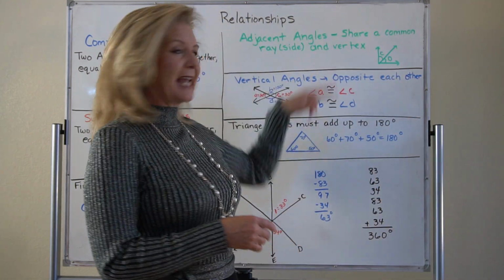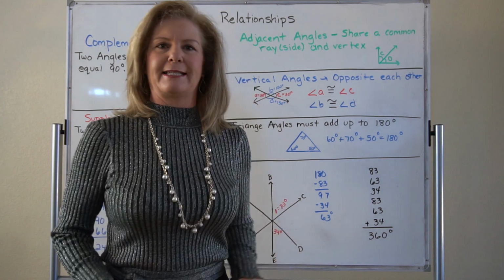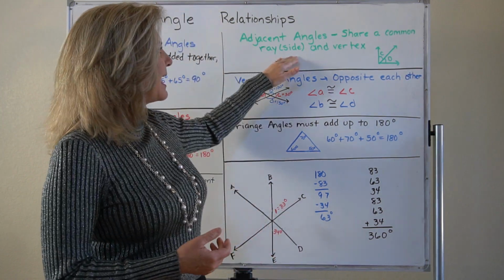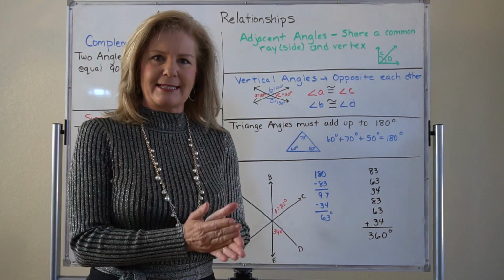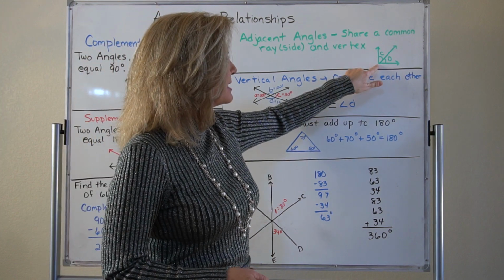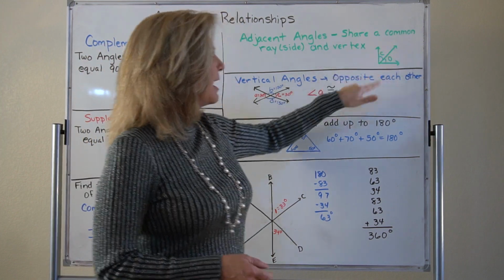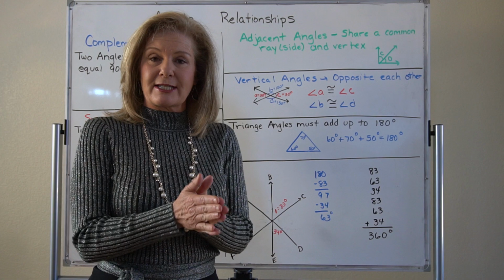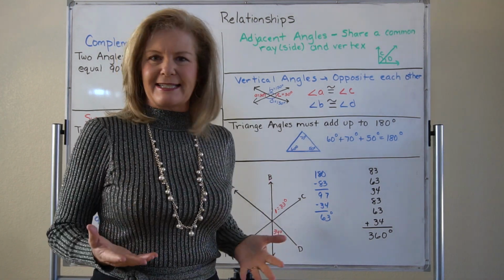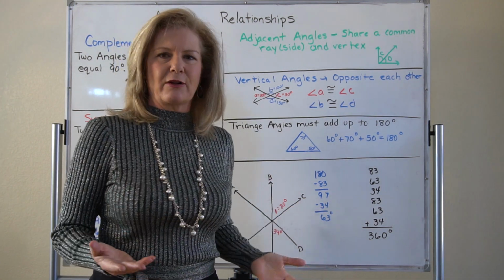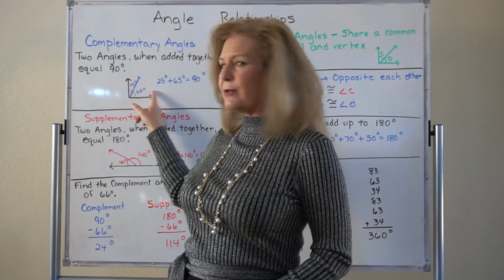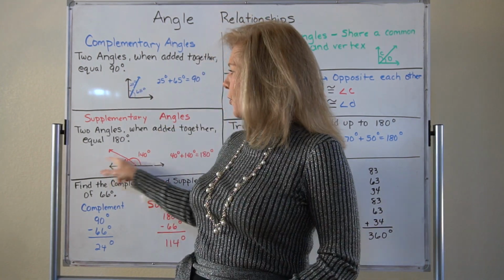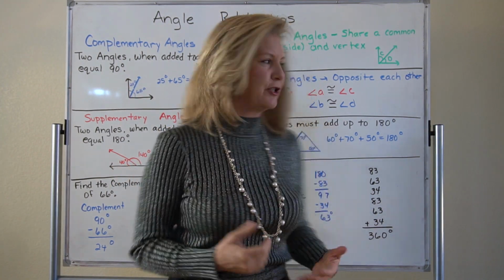So the next angle relationship is called adjacent angles. Now those angles always are side by side. They share a common vertex and a common ray. If those are side-by-side angles, it doesn't necessarily mean that they have to be identical angles. They could be our complementary angles, which are adjacent here, or our supplementary angles, which are adjacent.